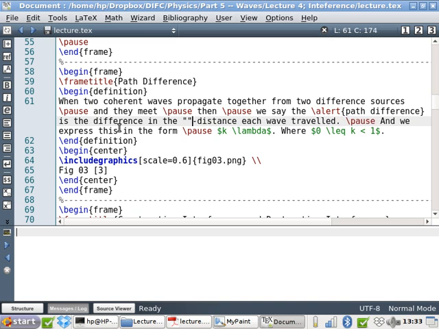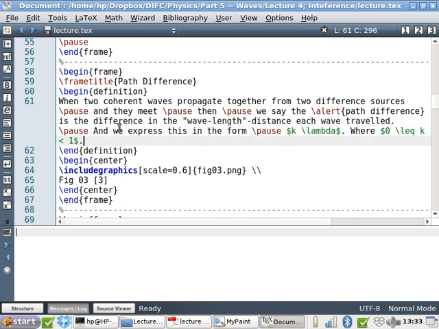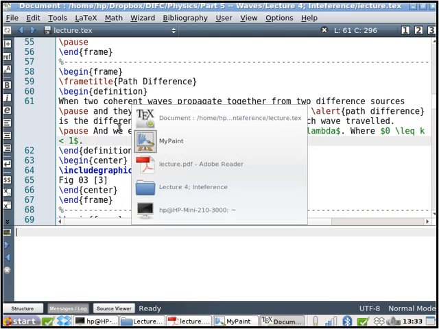I'll put it in quotation marks. Not that you need to write it down. Okay.